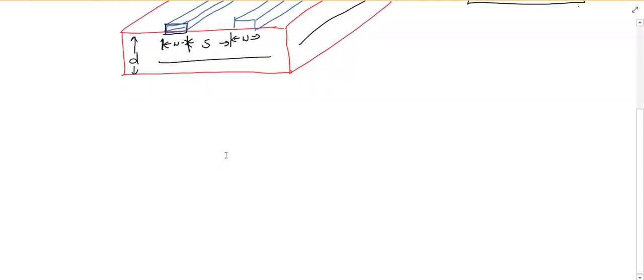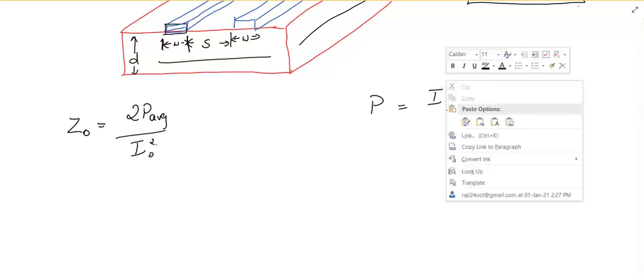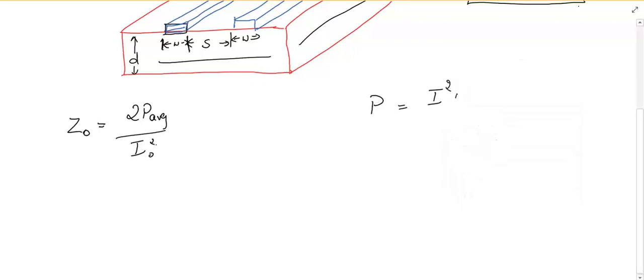Along with this, as we have seen in the other strip lines, we want to compute the characteristic impedance. The characteristic impedance of the coplanar strip line is given by Z0 is equal to 2 times P average divided by I naught square. This is something like our average power equation. Power is nothing but current square into R, right? This expression we have already seen.